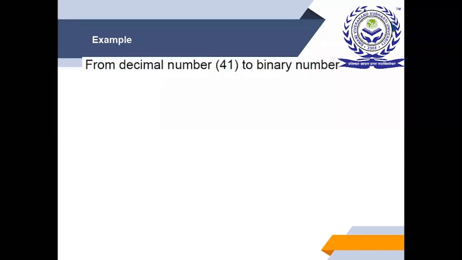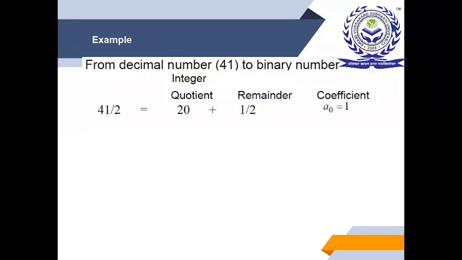Now take an example. Suppose we have to convert decimal number 41 into a binary number. The base of binary is 2, so we have to convert 41 base 10 into base 2. Here r will be 2. In the division process, we first divide 41 by 2, and this process continues till the end, until the quotient is 0. We have the integer quotient, remainder, and the coefficients. 41 divided by 2, quotient is 20, remainder is 1. So 1 is the first coefficient.